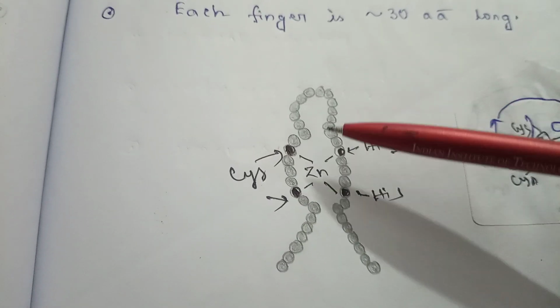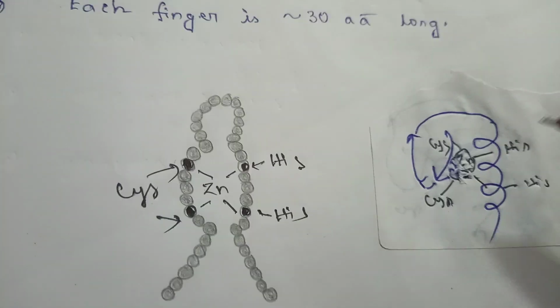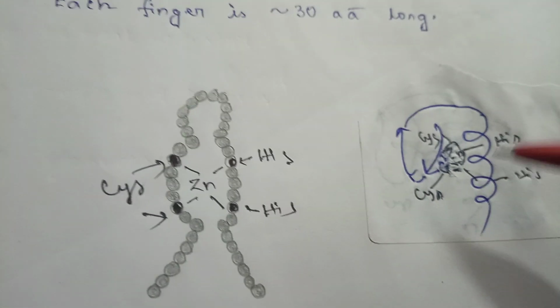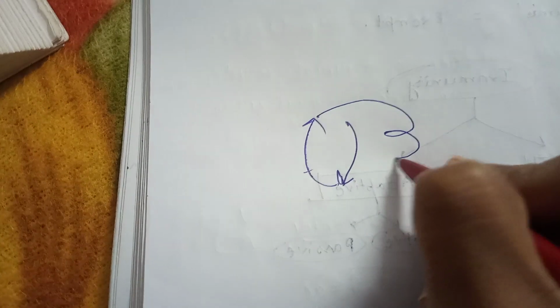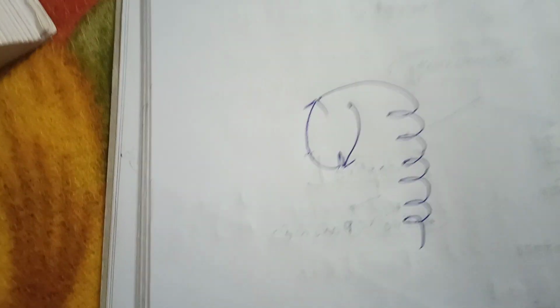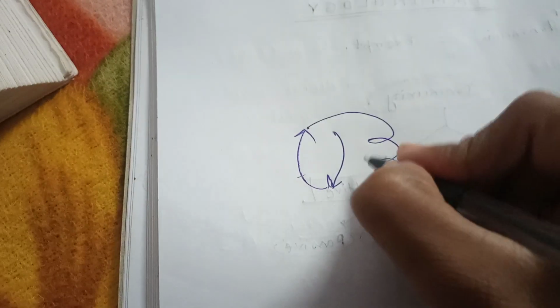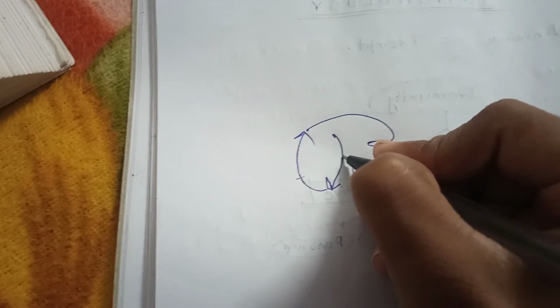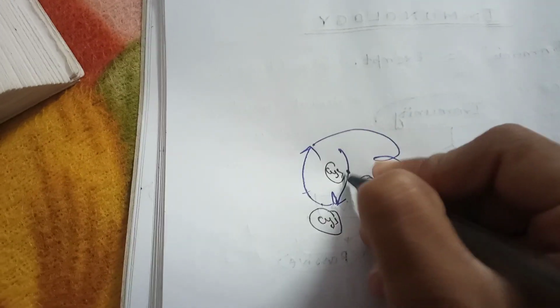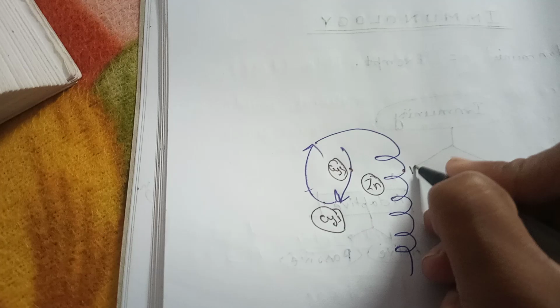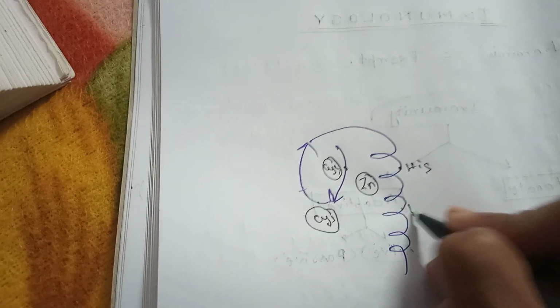Here you can't understand it from this diagram. I have tried this diagram, but you can't understand from these two. So let me try to draw it here. Let's say these are the antiparallel beta sheets followed by the alpha helix. Now here comes the zinc in the middle, and as I have said, the two cysteines will be in the antiparallel beta sheets, and the histidines are in the alpha helix.